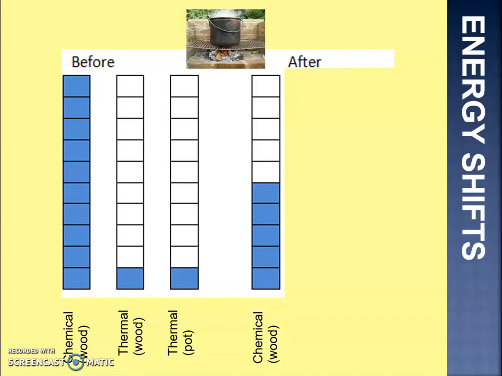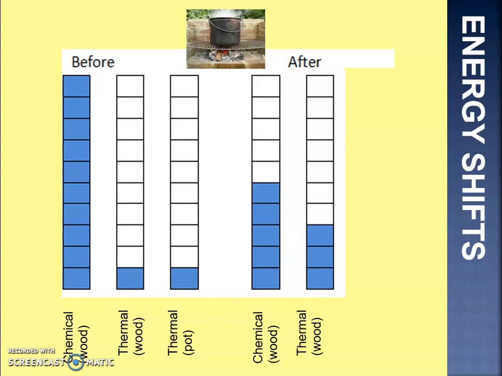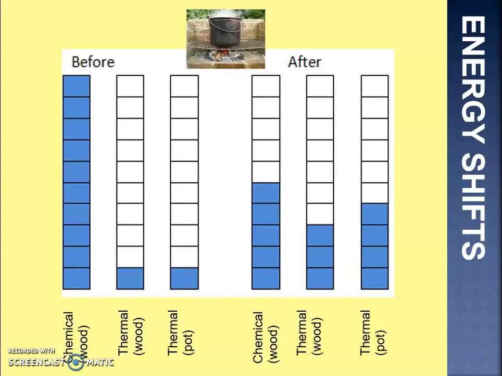They must both increase by a total of 5 between them. If the thermal in the wood has gone up by 2, how much must the thermal in the pot have gone up by? Gone up by 3. So in total, again, it's the same before and after.